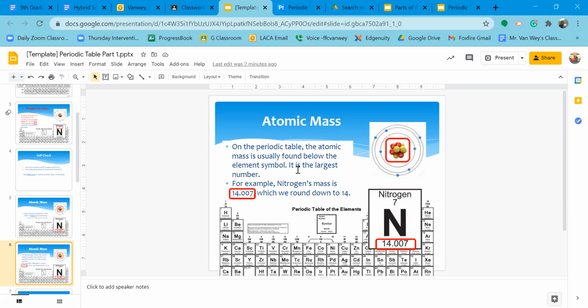On the periodic table and on element cards, the atomic mass is usually at the bottom. Okay, sometimes they put it at the top and they put the atomic number at the bottom. I like a periodic table to have the mass at the bottom. All you need to know is it's the largest number on the element card. Okay, for nitrogen, it's 14.007. And when I ask you what is the atomic mass of nitrogen, you're going to want to round that. Okay, you want to take that to the nearest whole number. So the atomic mass of nitrogen is about 14.